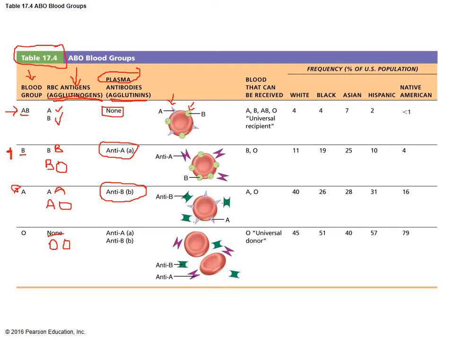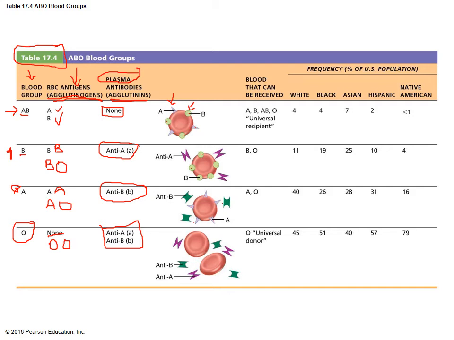Now, let's go all the way down and take a look at patients that are type O. What happens over there? Well, in this case, our little naked red blood cell has no idea what A or B looks like, right? Because it's O, it has two double O's. So that means that in the plasma, we'll have antibodies floating around against both A and B.